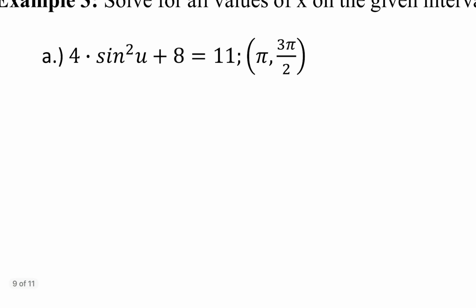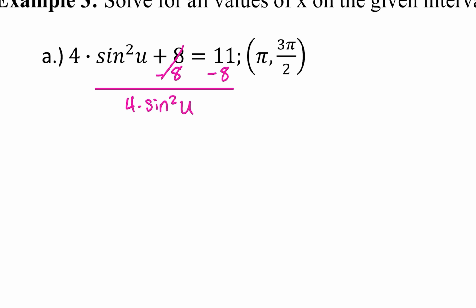All right, coming in on the bottom down here, we've got sine squared u plus 8 equals 11. And you'll notice that this one has an interval that's not negative infinity to infinity. So we're going to have to work a little bit differently here. There's a couple new things that we got to look at. Firstly, let's get this equation solved.